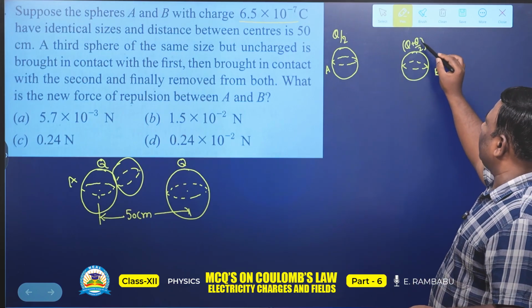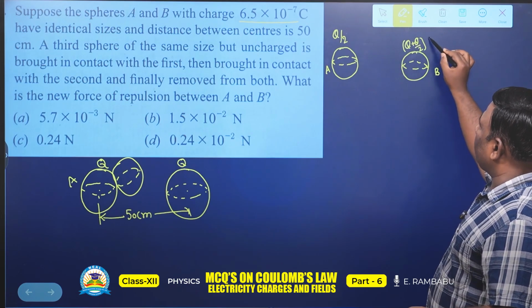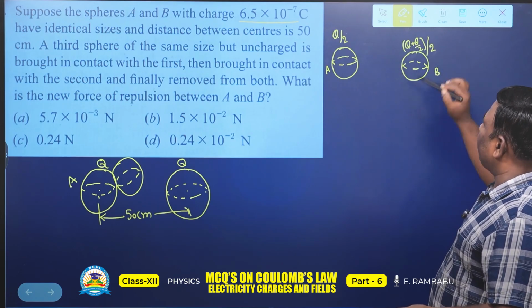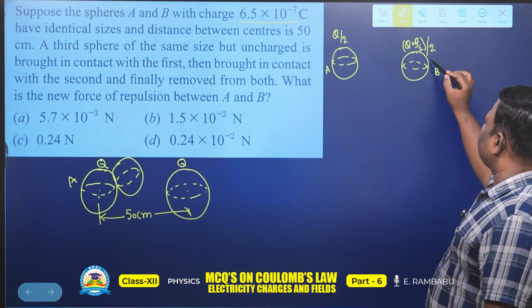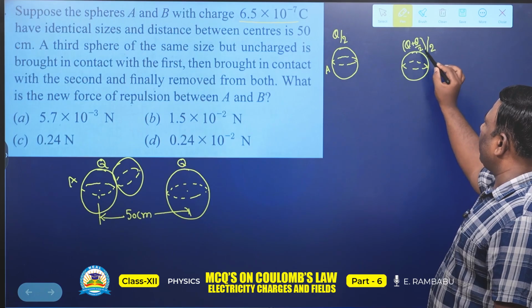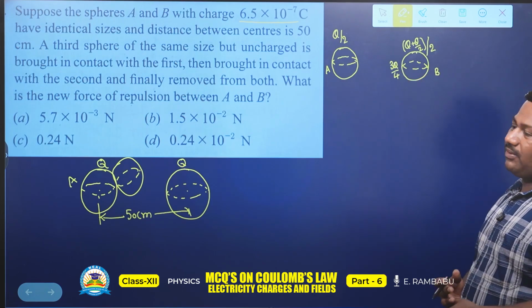The total charge is Q plus Q by 2, and B acquires half of the total charge. So finally, what about this charge? It is 3Q by 2 divided by 2, which is 3Q by 4. Like this we have to take.